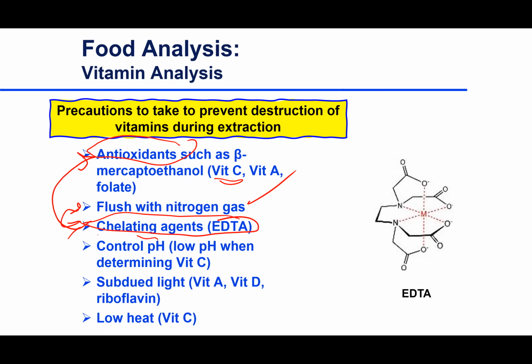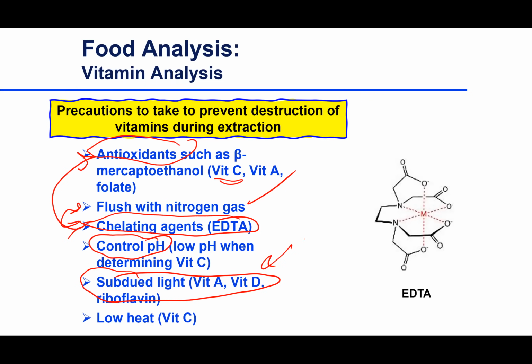We have to control the pH. In the case of vitamin C, we have to keep it low. And that's why the acid of choice, as I said, is metaphosphoric acid, because it seems to be particularly good for reasons that I don't know, but trust me, it is. It's the best one for keeping the vitamin C stable. Subdued light.